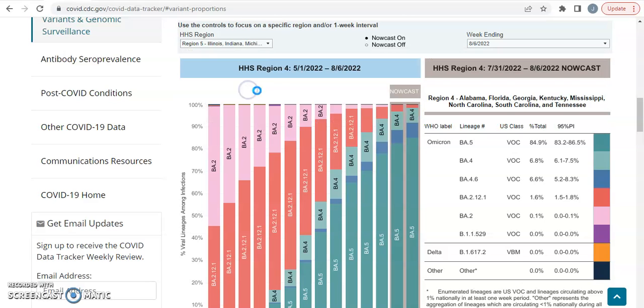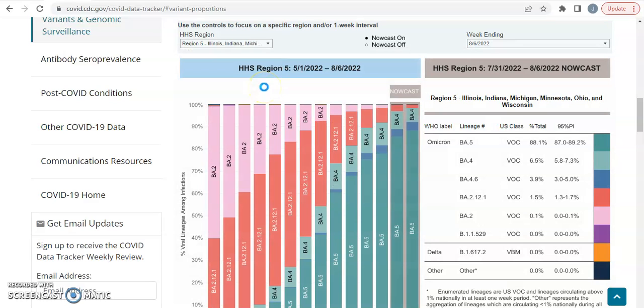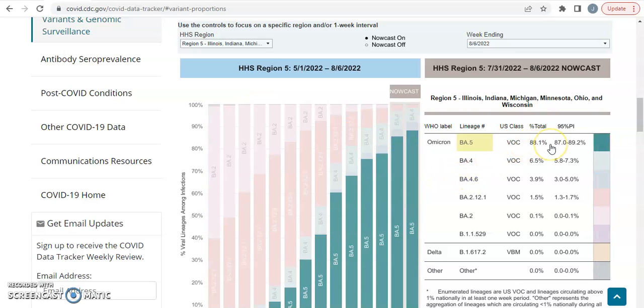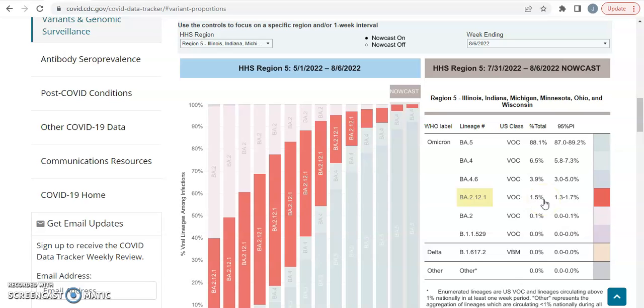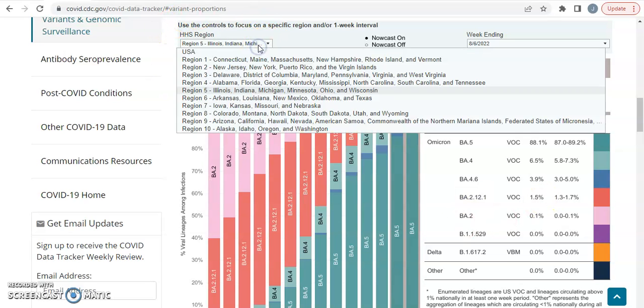Now we come down to Region 5. Yet again, you're going to see something interesting, and that is BA.5, 88.1%, BA.4, 6.5%, BA.4.6 is 3.9%. So that has gained ground ever so slightly. And there's still the two older variants left here.